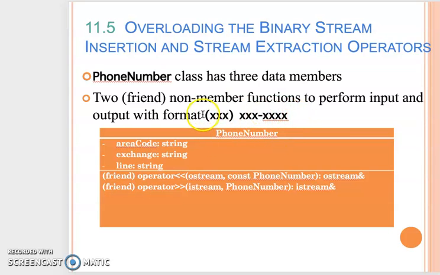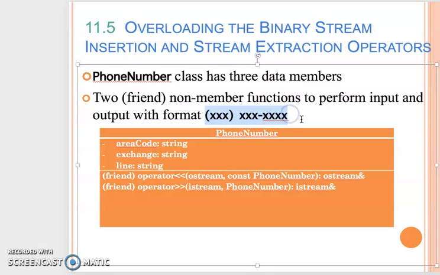The phone number, when I display, I want to display in this format. I have the area code, then the dash, then the phone number. So this is when we do the output, and we have our string insertion function. But if the user enters the format like this, I can also read from the user input and create the corresponding phone number object.